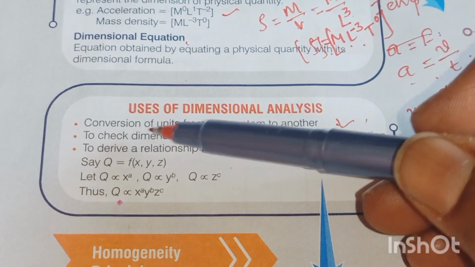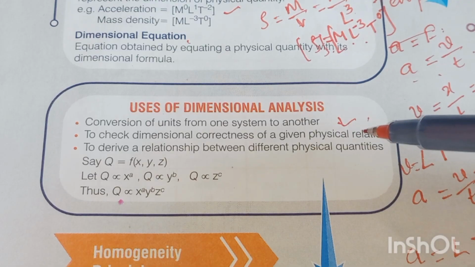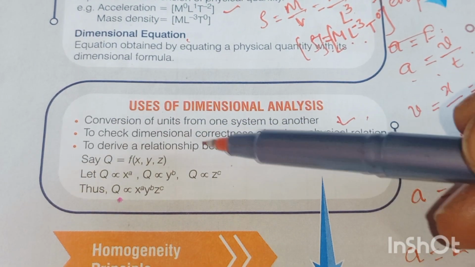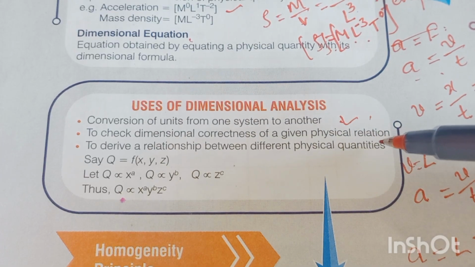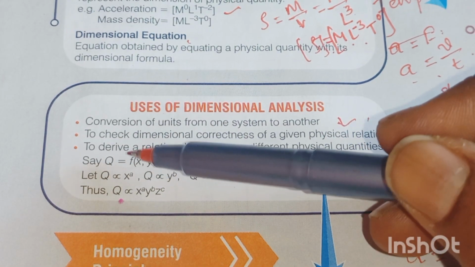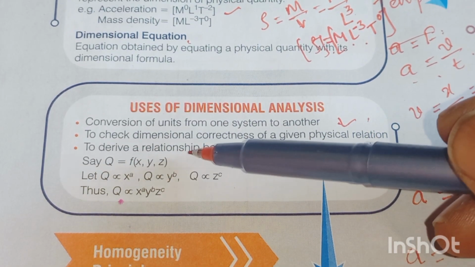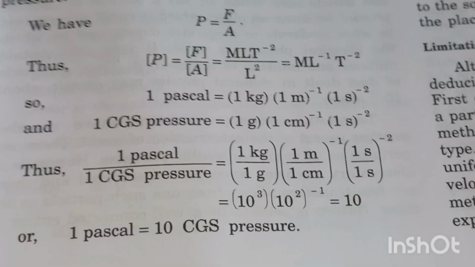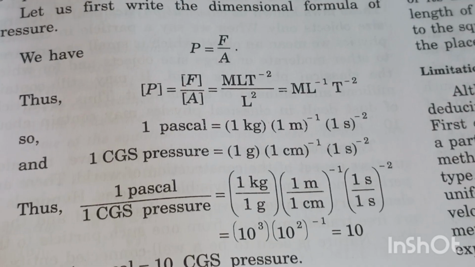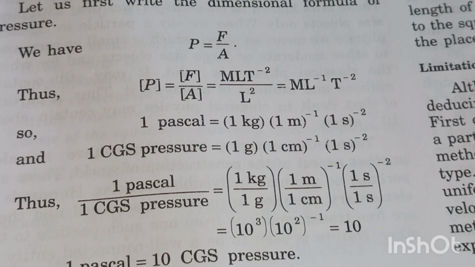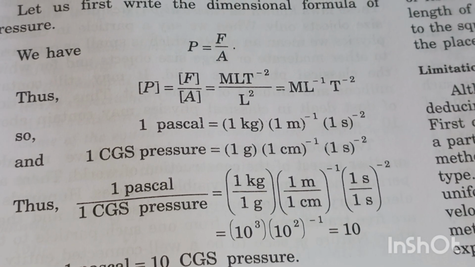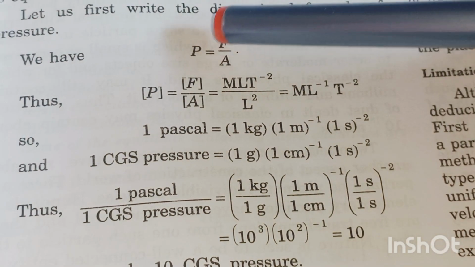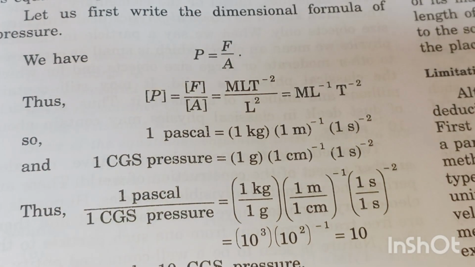Next, to check the dimensional correctness of a given physical relation. Then to derive the relationship between different physical quantities, say Q equal to f of x. So these 3 I will show you. So here, that is conversion of units from one form to another form.